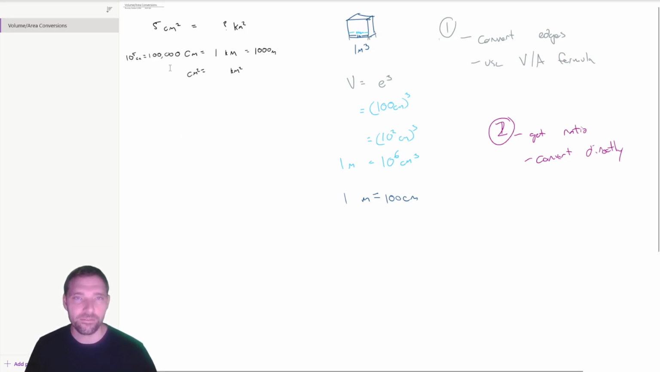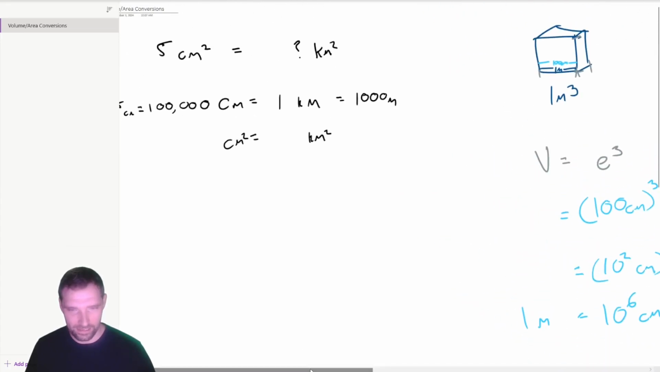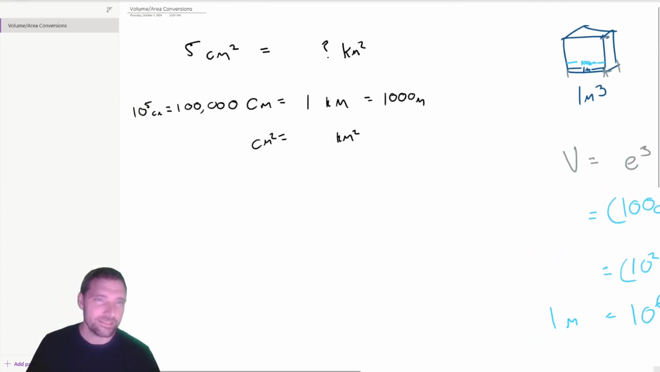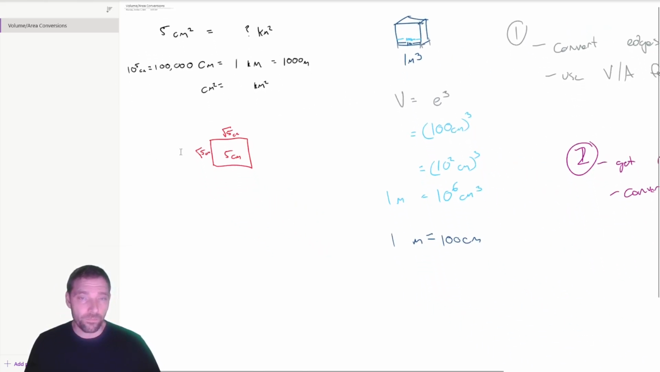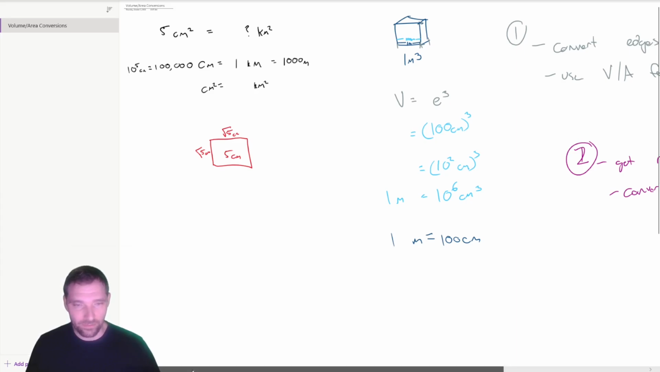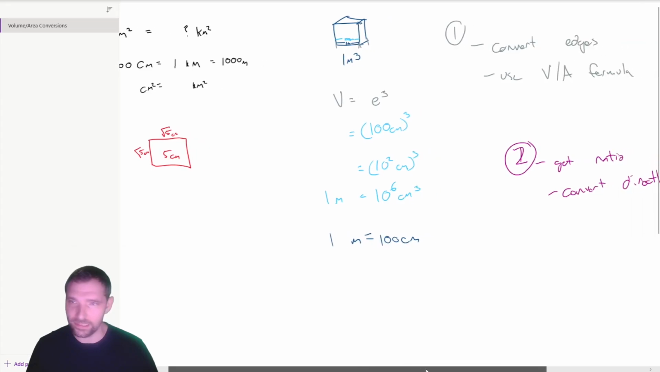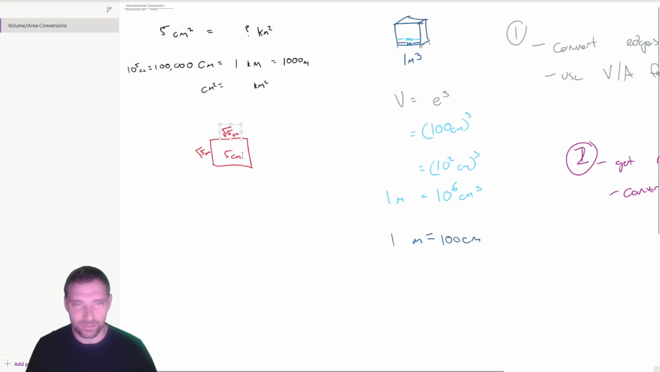So if I had 5 square centimeters, this is kind of hard to imagine as an area, but it might look something like this, where we know that this is 5 square centimeters, and then this might be a square, and so each one of these edges should be square root 5 centimeters. And we can work with those edges and do some math with that. So we can convert those edges from centimeters into kilometers and then just plug it in. Because I know this times that would give me this area.